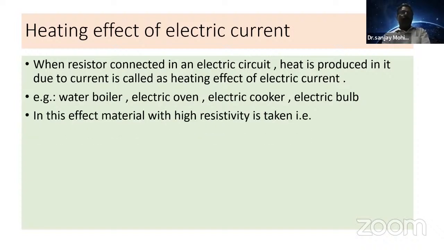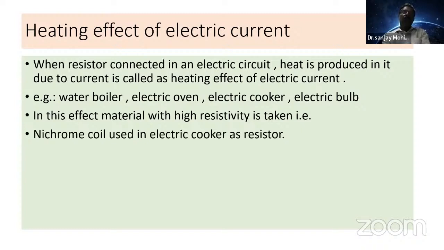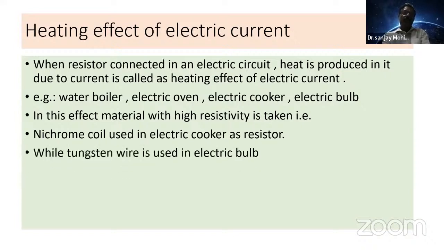Now, why is there more heat in this case? If you want to generate more heat, it is directly proportional to the resistance. The more the resistance, the more heat will be generated, and that's why in an electric cooker a nichrome coil is used, and in a bulb we use tungsten.